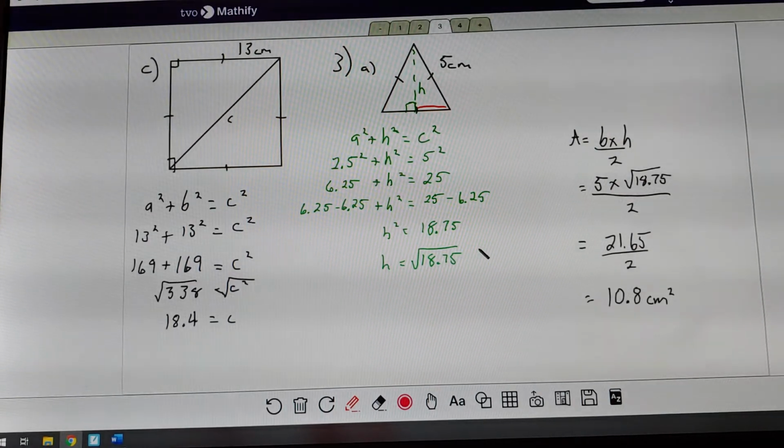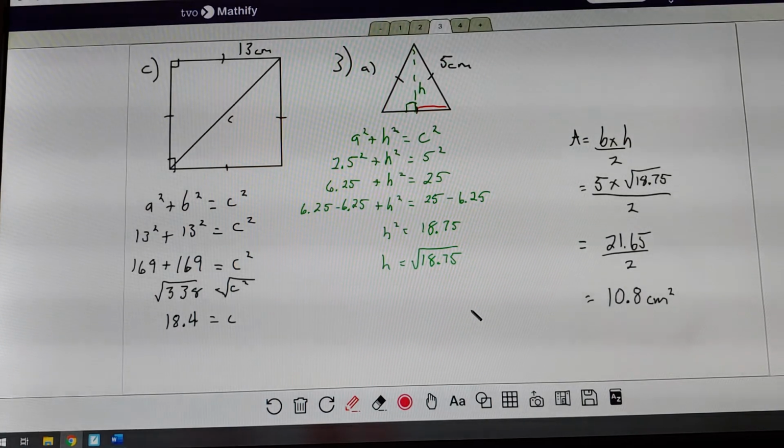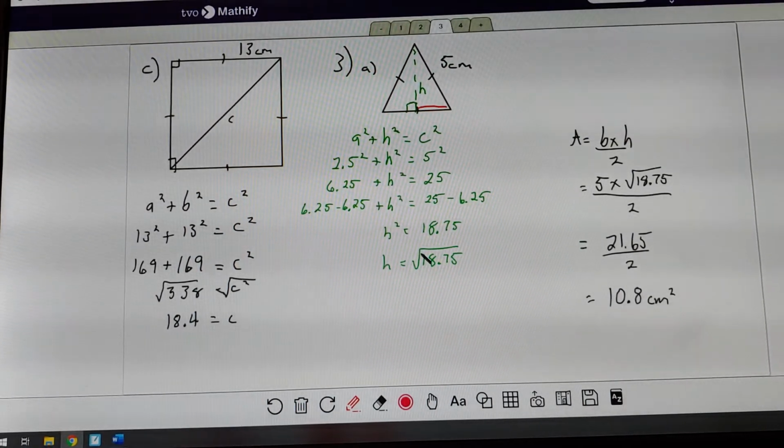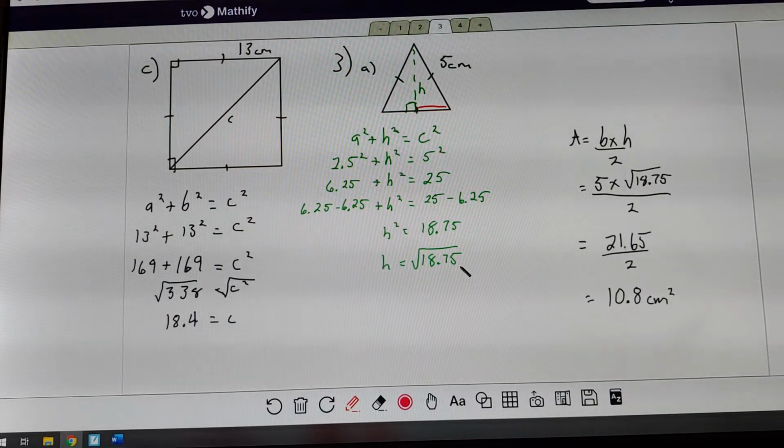So I'm just going to leave it like that. You can square root it and just leave the decimal a little bit longer. That's totally fine. I just chose to leave it like this. So when I see an H, I'm going to drop in square root 1875. You're doing this all with calculators anyways, so it's totally fine.